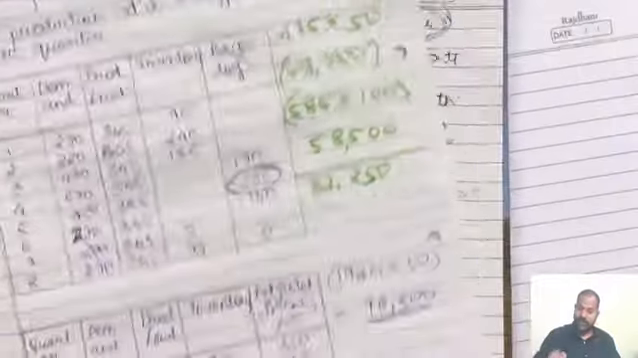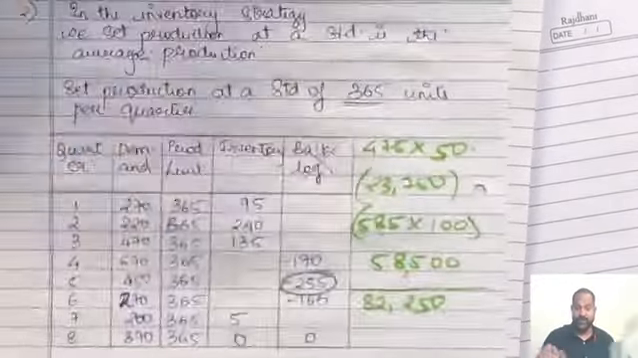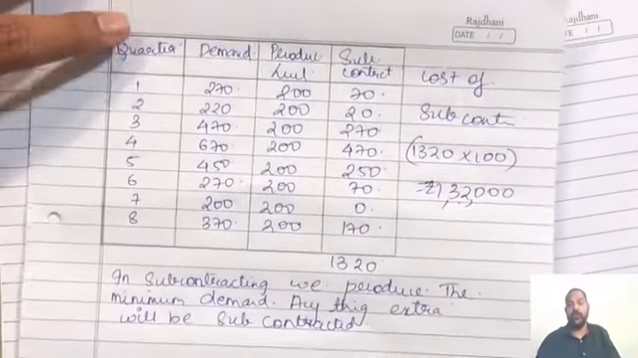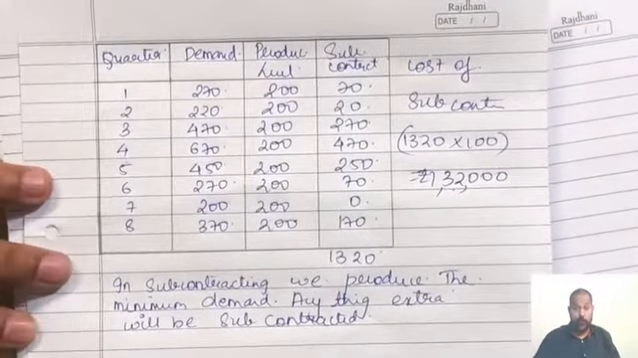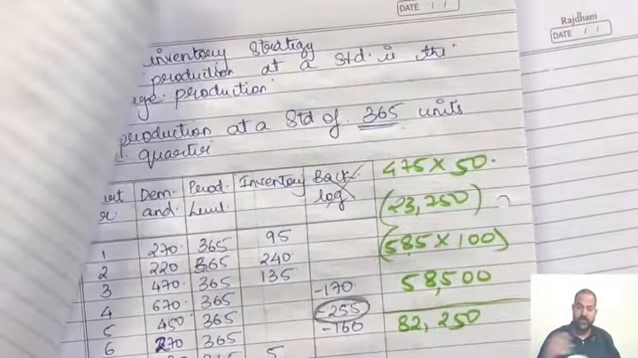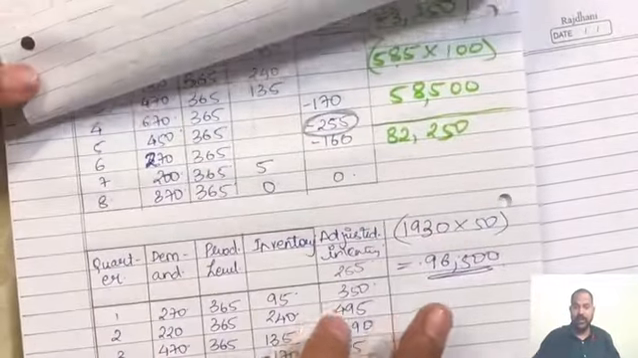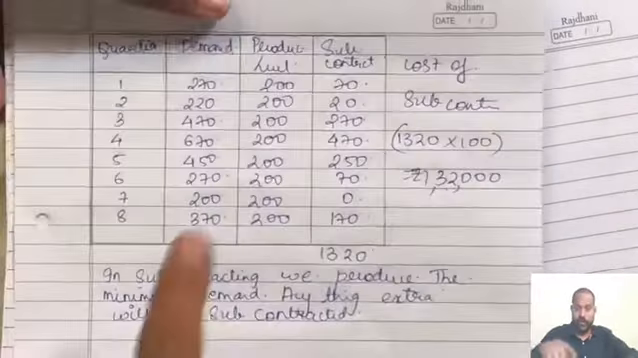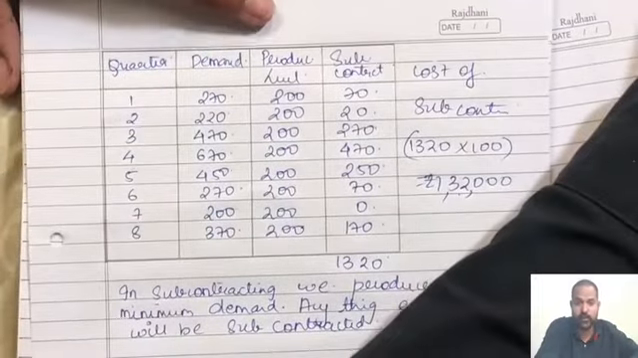The first strategy gave me a cost of 1,97,000. The second strategy gave me a cost of 96,500. The third strategy gave me a cost of 1,32,000. So the best strategy right now is this strategy of carrying inventory, which is 96,500. So let's look at this part of the solution.